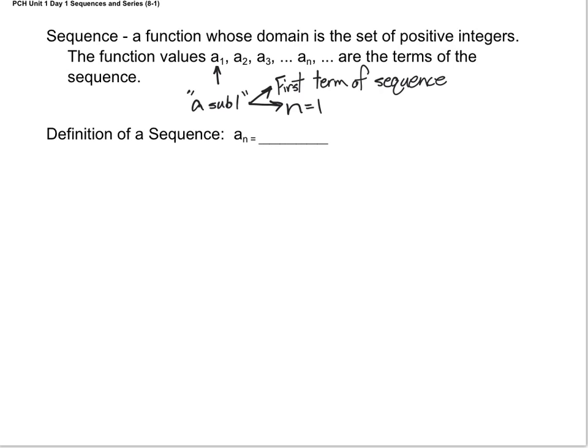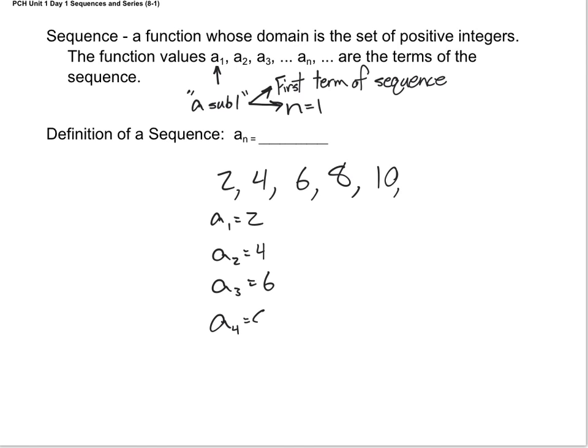So someone just give me 5 numbers that are in some kind of a pattern. 2, 4, 6, 8, 10. All right, we're counting up by 2s. So that's a sequence. Now, for each of these terms, we could say a sub 1 equals 2, a sub 2 equals 4, a sub 3 equals 6, a sub 4 equals 8, and a sub 5 equals 10.